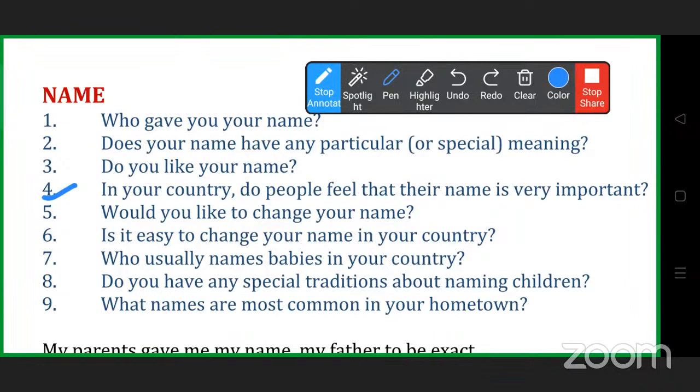If you live in India, then definitely you have to be ready with your answer depending on which province you live in, which state you live in. So you will be able to answer the question in a very adaptive way. So, do people feel their name is very important? If you think that the people in your country feel that their name is very important, then you can give the answer accordingly.